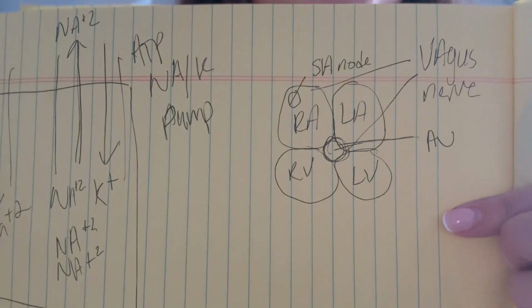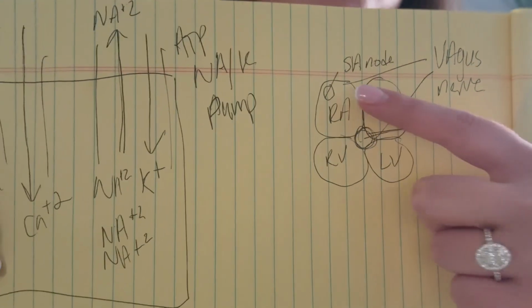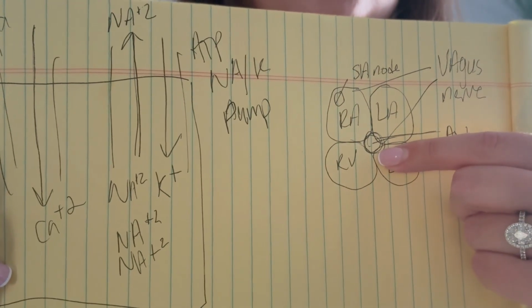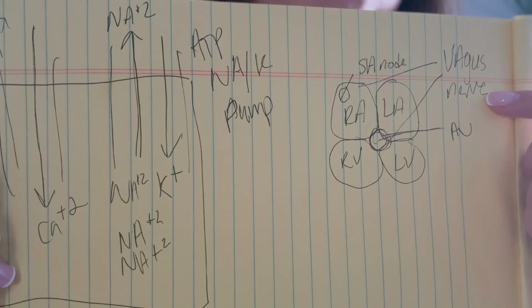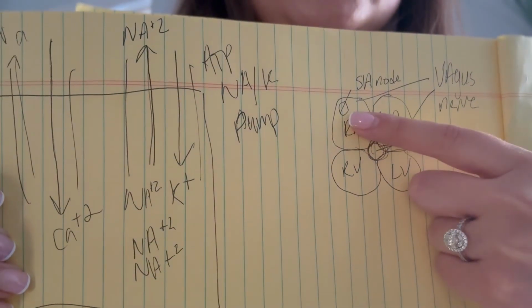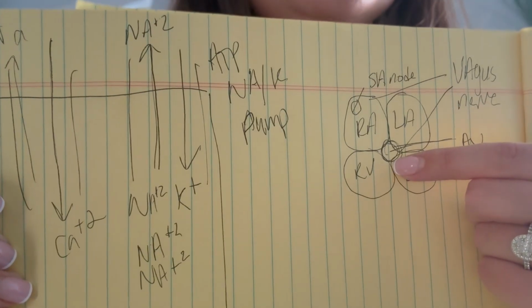Now over here, you have my terrible drawing of your heart. You have your 4 chambers, you have your SA node and your AV node. And what digoxin does is it actually potentiates your vagus nerve, and it decreases your heart rate and decreases the conduction of impulses through your AV node.